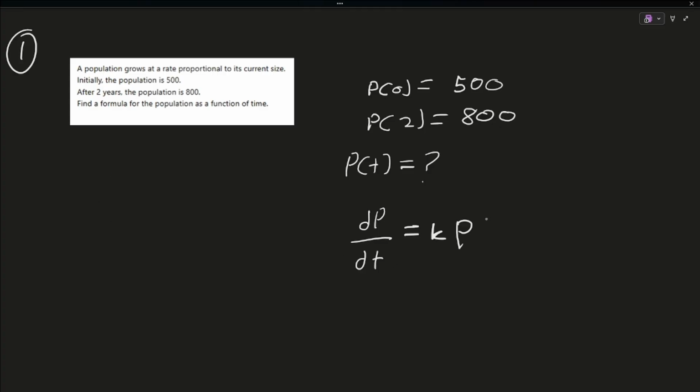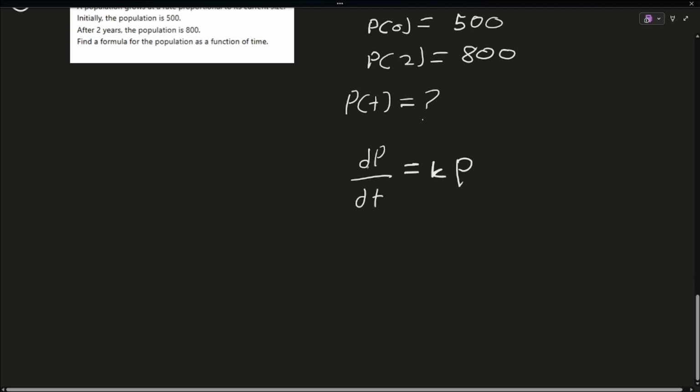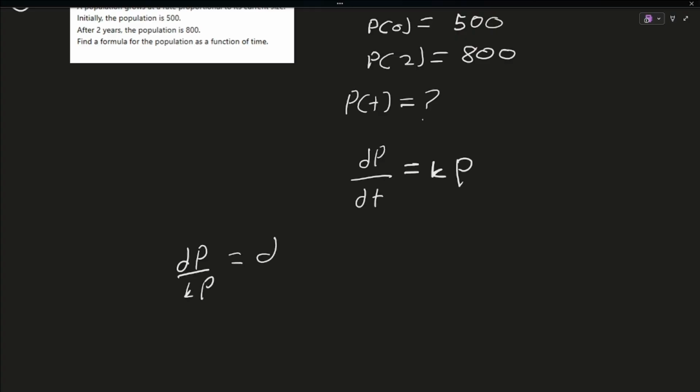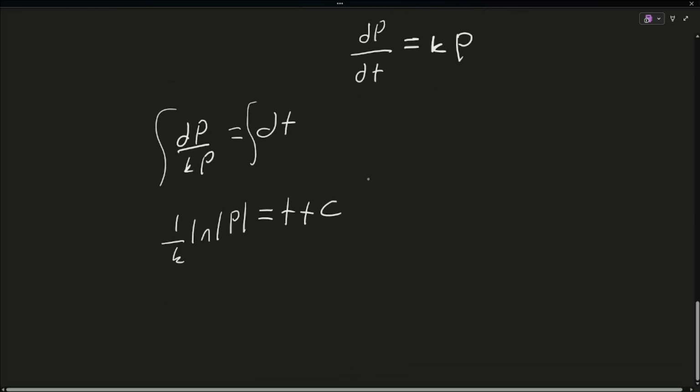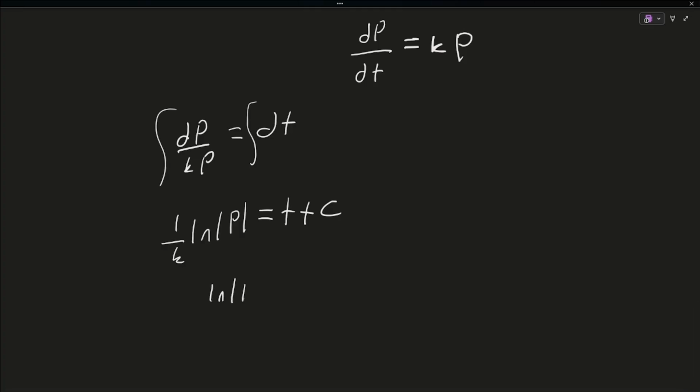So let's send this dt over to the right hand side and get our separable. We will use separable and divide this with kp. 1 over kp dp equals dt. Okay, now we can integrate both sides. I will pull that 1 over k out since it's a constant, so we will have 1 over k ln of p equals t plus c, just like this. Now let's multiply both sides with k, so ln of p equals kt plus kc.